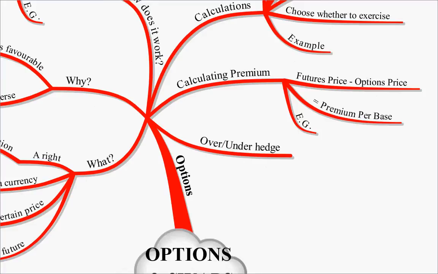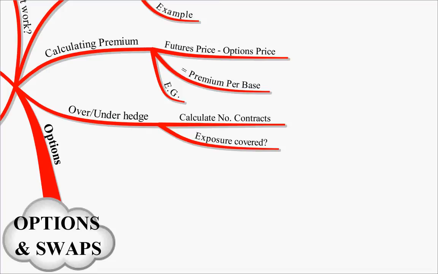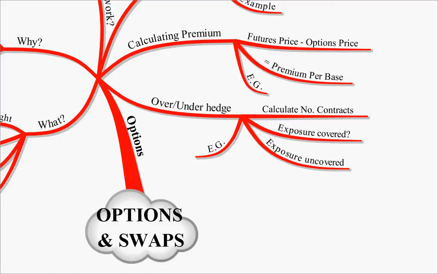Now, a key thing in options is that you'll have an over or an under hedge. Now what I mean by this is because you're using a standard contract size, there'll be a little bit at the end that you won't be able to hedge. So calculate the number of contracts, check what exposure you have covered and therefore what exposure you have uncovered, and at the end the exposure uncovered must be converted at the spot rate. Do plenty of examples of this to make sure that you understand that. So calculate your number of contracts at the start, see what exposure you have covered, and that will tell you what exposure you have uncovered, and that exposure will have to be converted at spot at the end of the hedge.